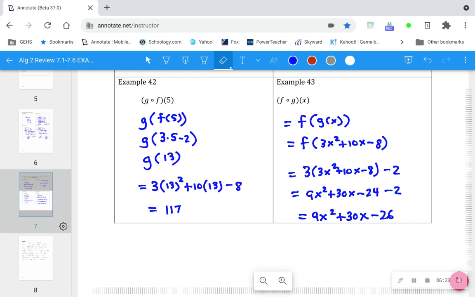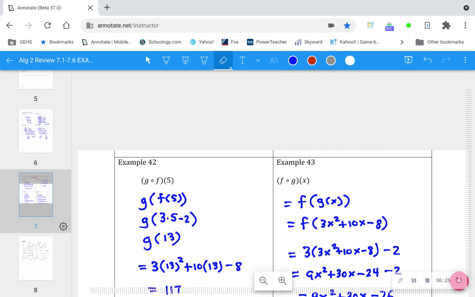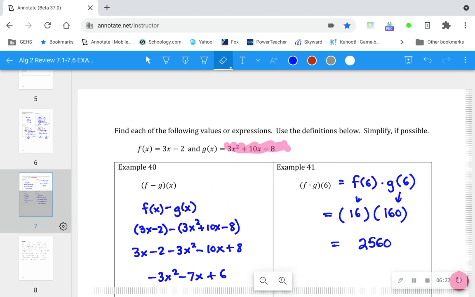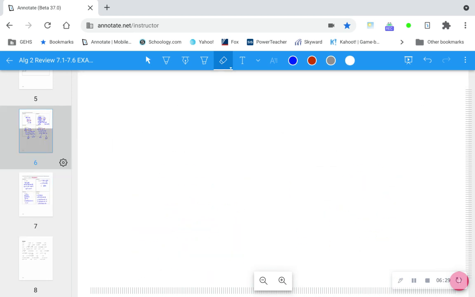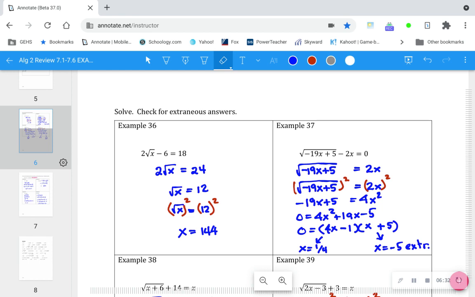And that does it for problems 37, I think. Let me go back up there. I've forgotten which one it is. 36 to 43. Hope that helps you.